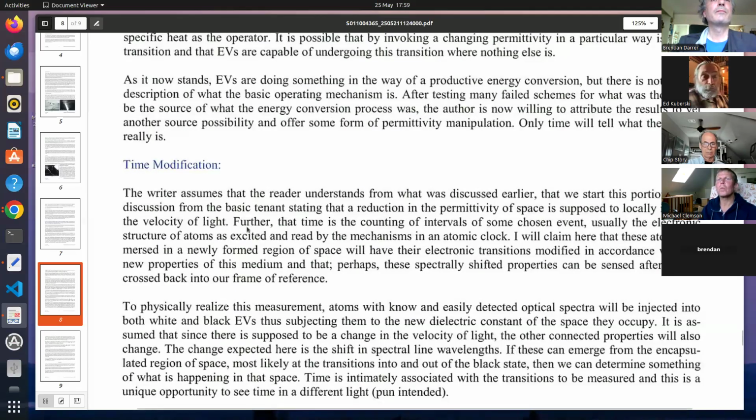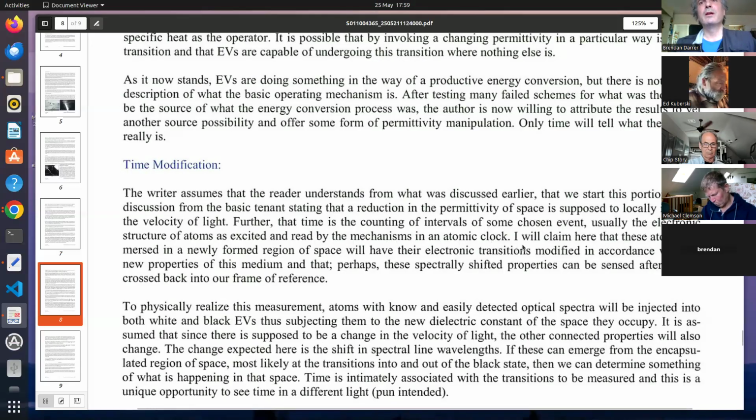And again, this one is crazy important here: time modification. The writer assumes that the reader understands what was discussed earlier. We start this portion of the discussion from the basic tenet stating that a reduction in the permittivity of space is supposed to locally increase the velocity of light. Further, that time is the counting of intervals of some chosen event, usually the electronic structure of atoms, as excited and read by the mechanisms of an atomic clock.